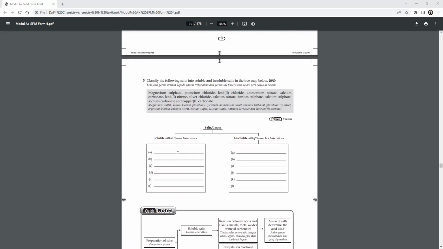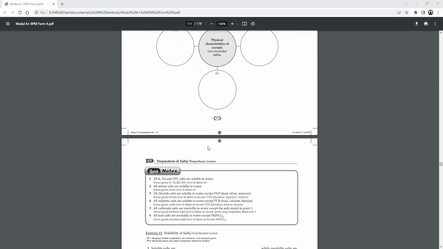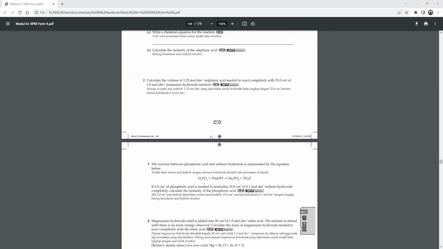Preparation of salt, I haven't. I tell you what is salt only. Come back to here.